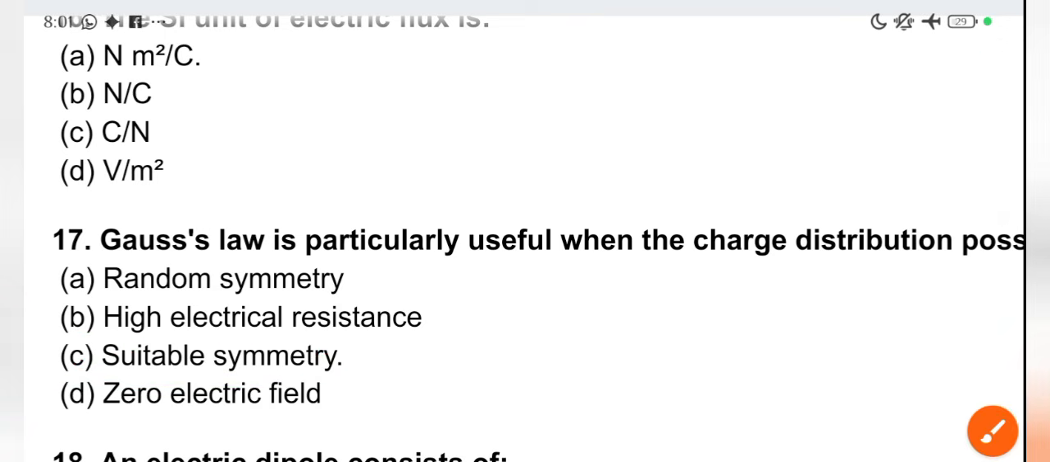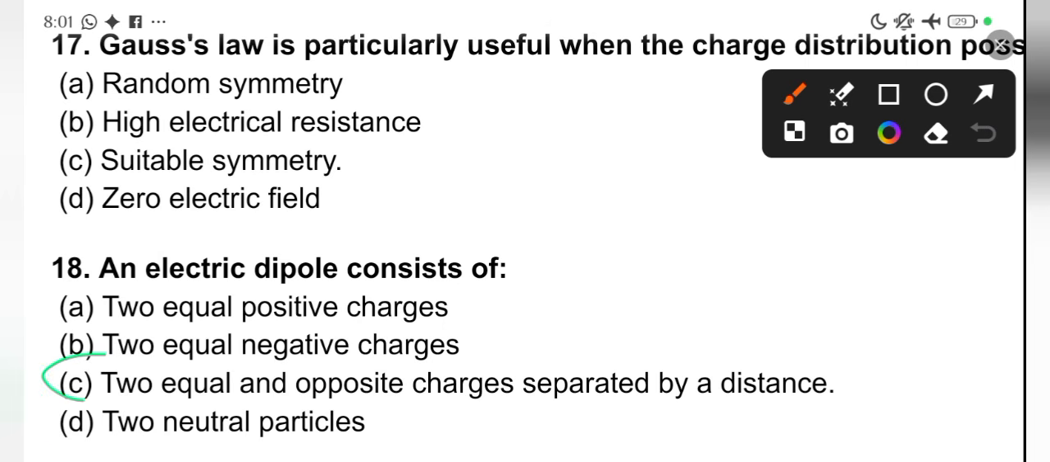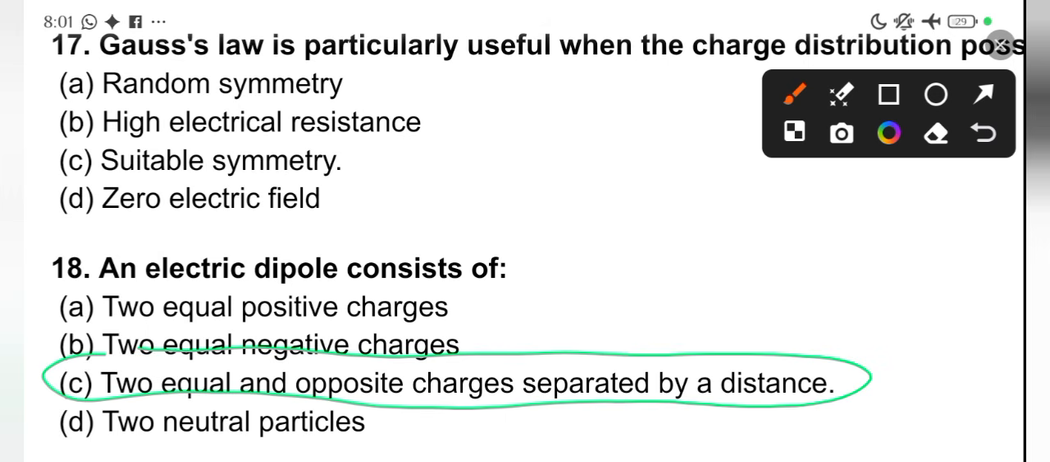Alright, next question. An electric dipole consists of 2 equal and opposite charges separated by a distance. This is a common physics question in secondary school or JAM. If you are going for JAM, you most likely know this question. Electric dipole. What forms an electric dipole? This question can be asked another way: tell you what forms an electric dipole.